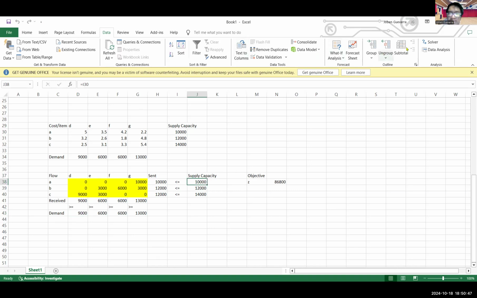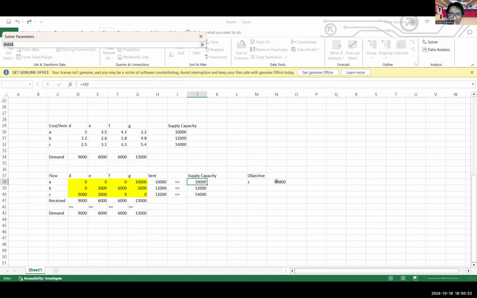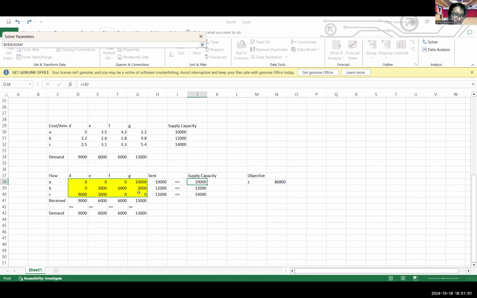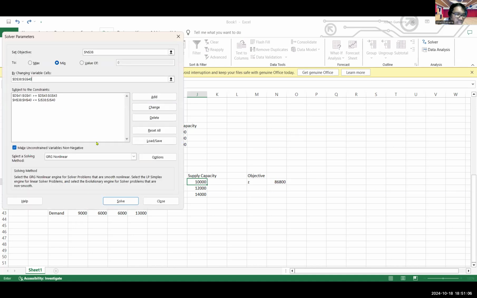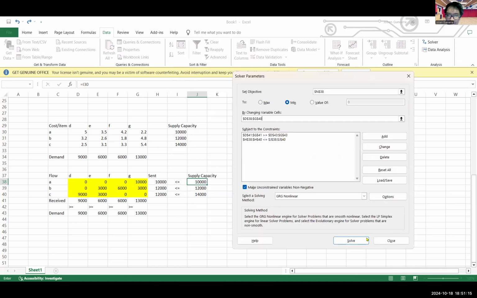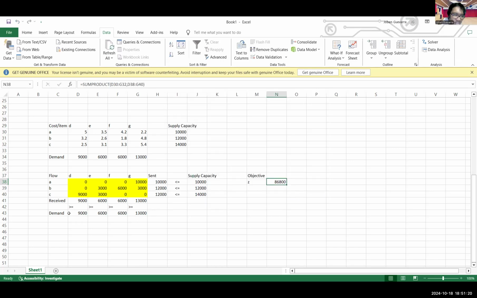Then I use the solver, sir. So the objective, the Z, highlight that cell, sir. Minimum, then changing the values of the flow matrix. Highlight all this, sir. Then I will add the constraints already here, sir. The first line says the receive part, then the second line is the supply. Then you will just click solve, and it will give the 86,800 here, sir. Very good. Excellent. Super.